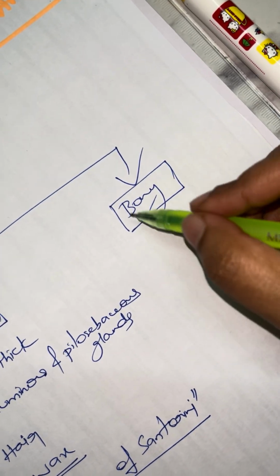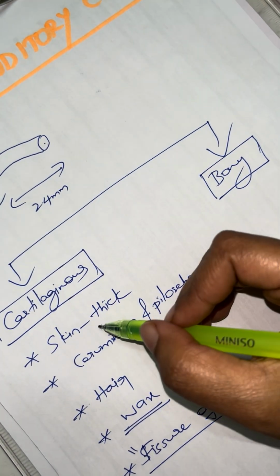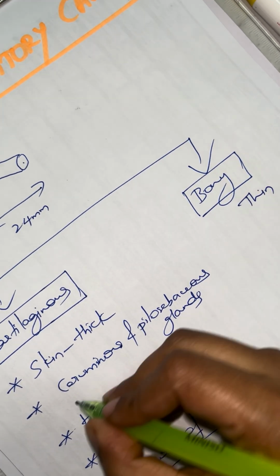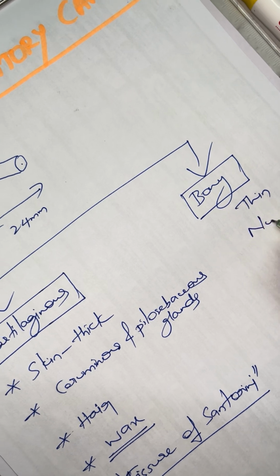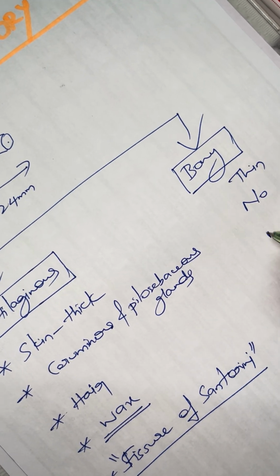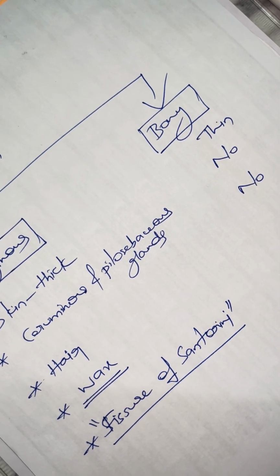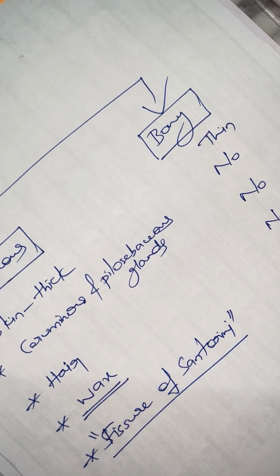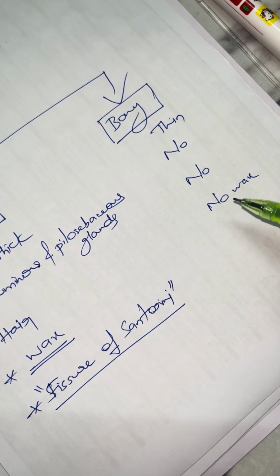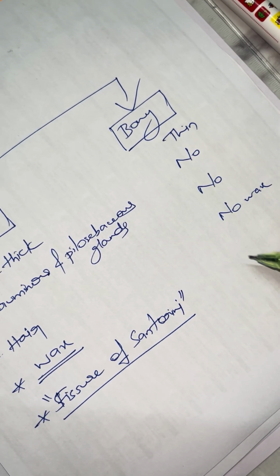Okay, now let's discuss the bony part. The skin of the cartilaginous part was thick and here it is thin. It contains no ceruminous or pilosebaceous glands and there is no hair also. So there is no wax production in this part of the EAC. There are two anatomically important parts in the bony part of the EAC.